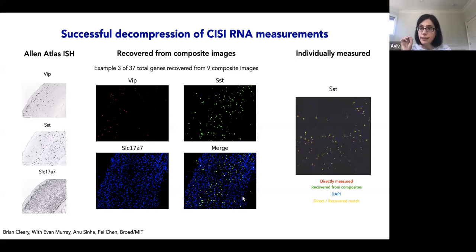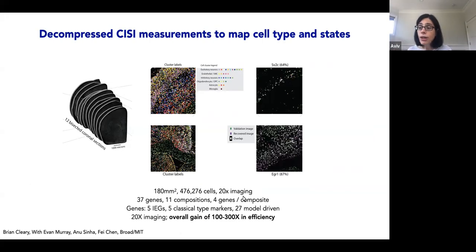The red signal is the directly measured level of this gene, just with 1 probe. The green is recovered from decompression, and the yellow pixels, which is most of what you see, are the overlap at the pixel level. So finally, we extended this to a larger data set. Again, we got good reconstruction after decompression for both cell type and cell state genes. And we also recovered cell cluster labels and spatial patterns.